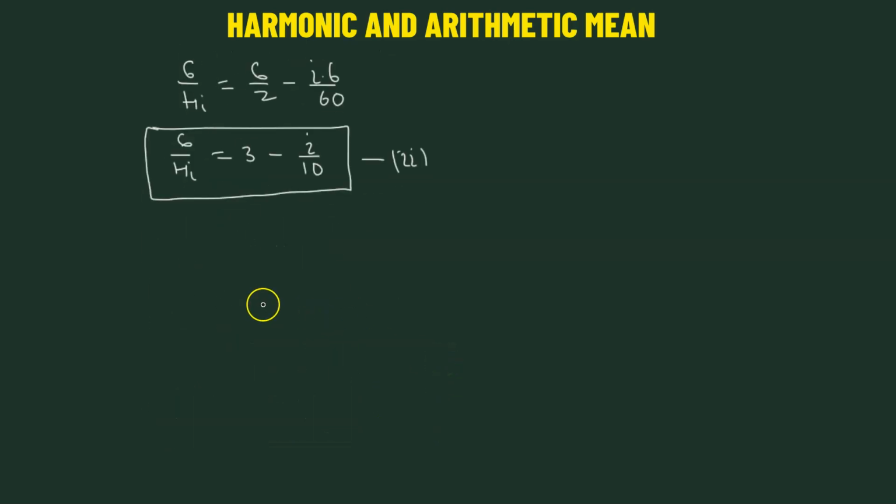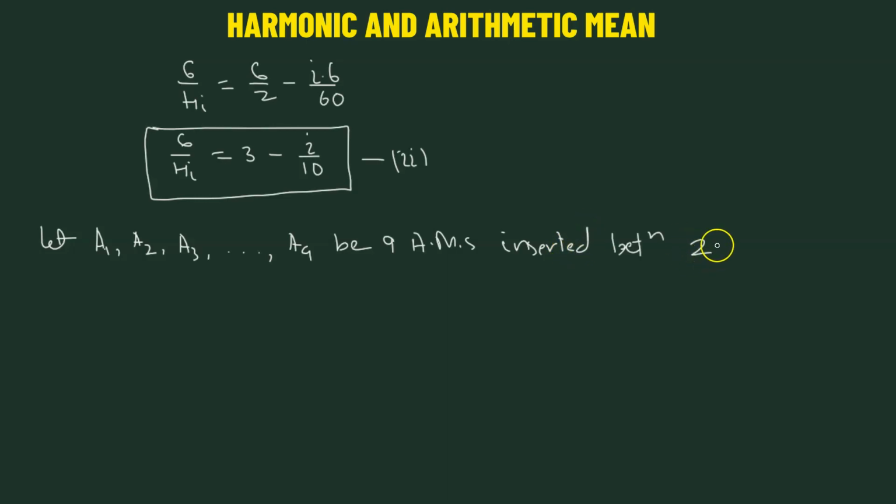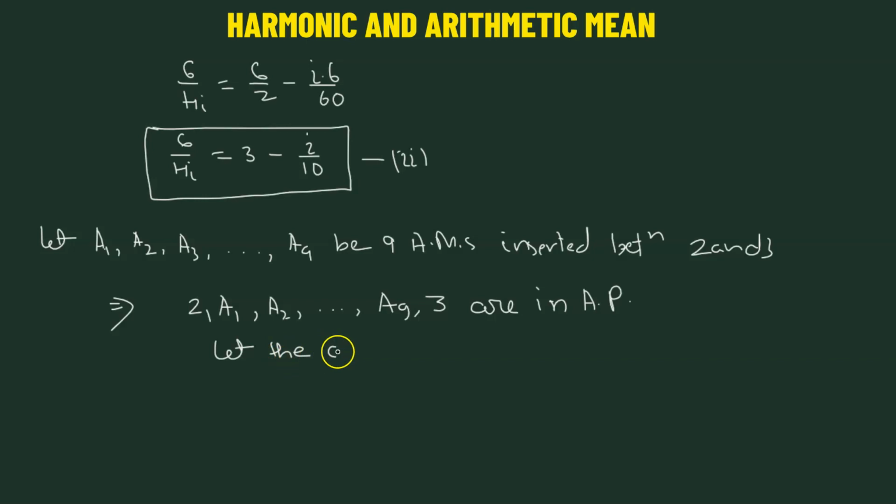Now let a1, a2, a3, all the way up to a9 be the 9 arithmetic means. We are inserting 9 arithmetic means between the numbers 2 and 3, which means 2 followed by a1, then a2, all the way up to a9, and then the last term 3. This sequence is going to be in arithmetic progression. Let the common difference be denoted by the letter d in lowercase. The nth term is simply a plus n minus 1 times the common difference d.